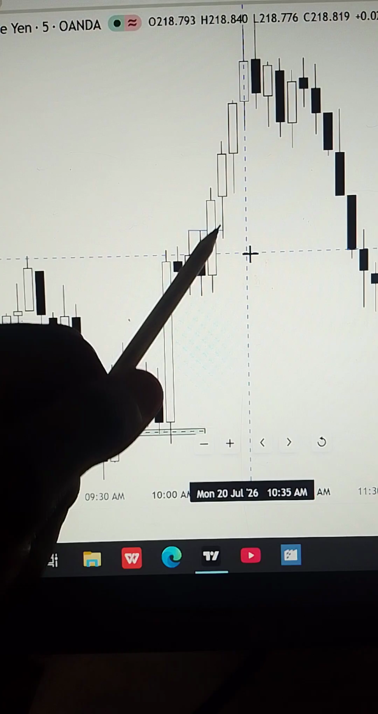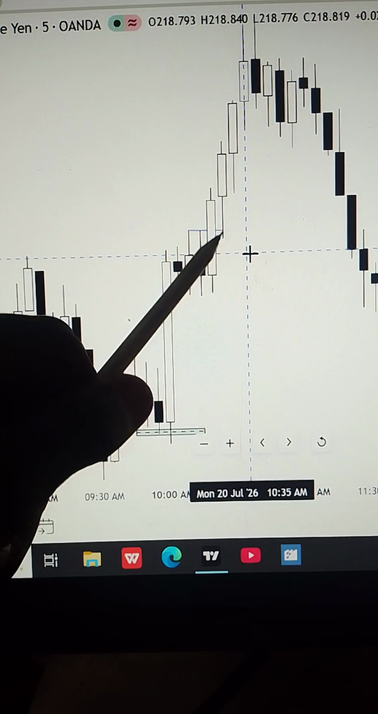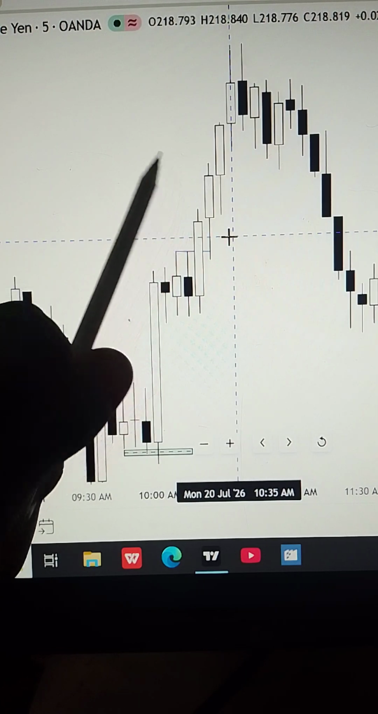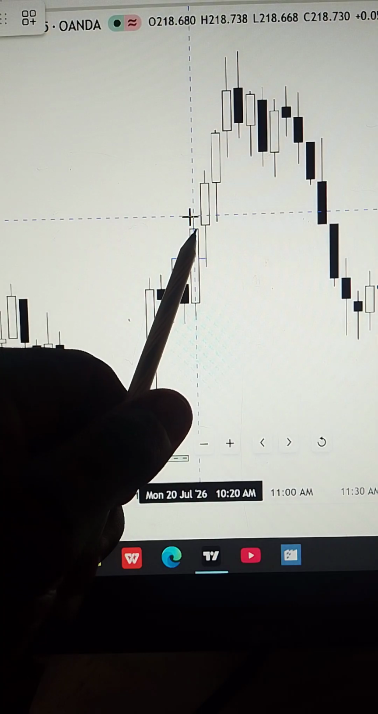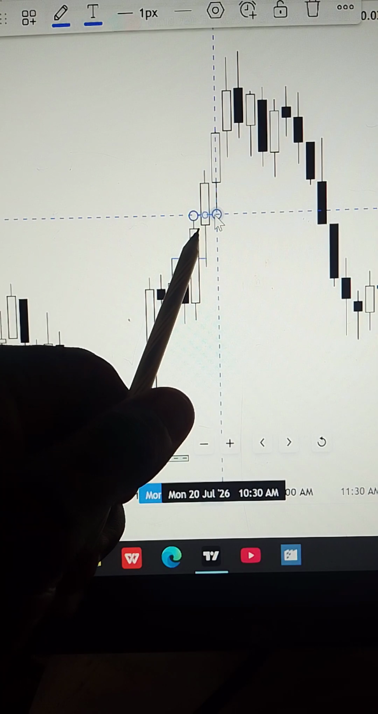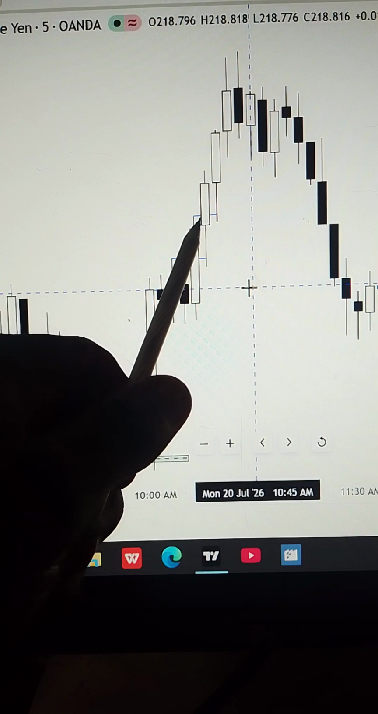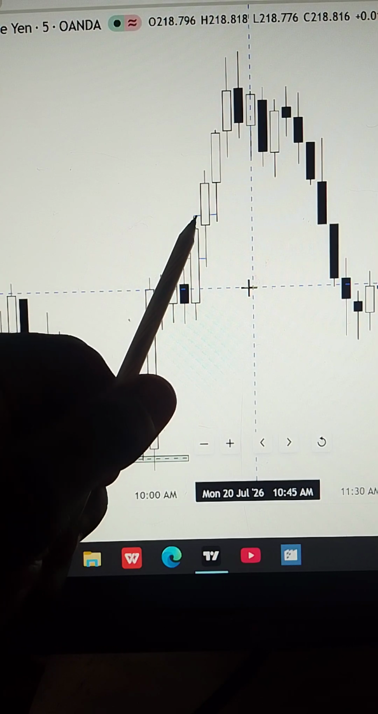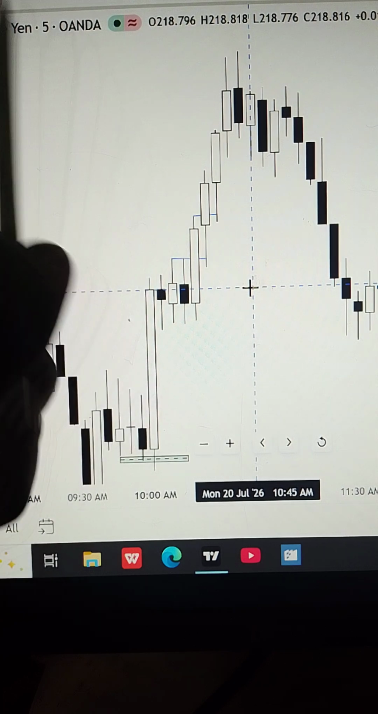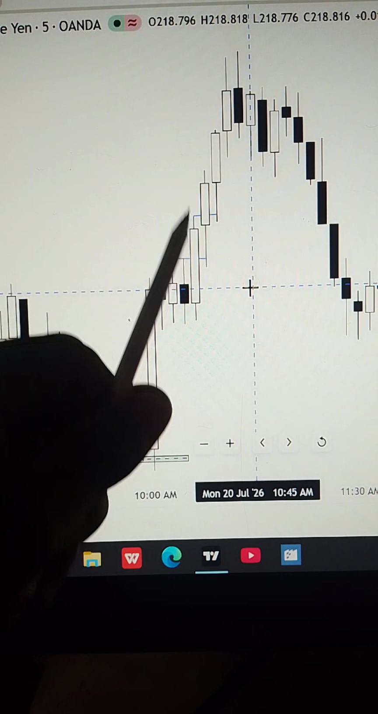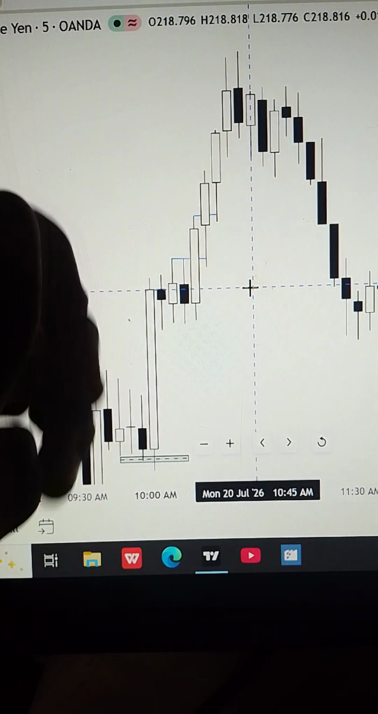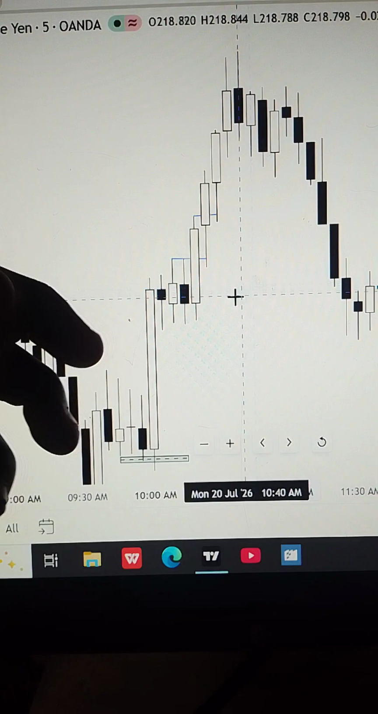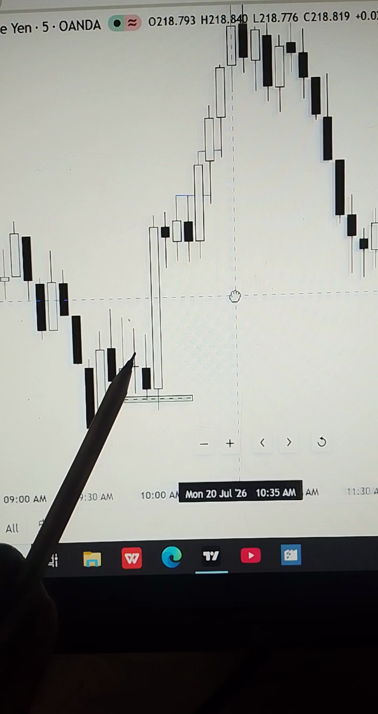Now here we add more positions. We wait for the next 5-minute candlestick. You can see this candlestick closed above the previous 5-minute candlestick. So that is a breakout. You add more positions, you stack more buys. So let me repeat again.